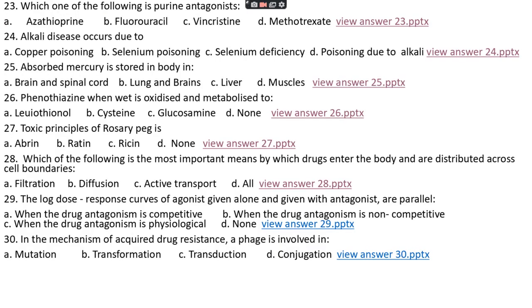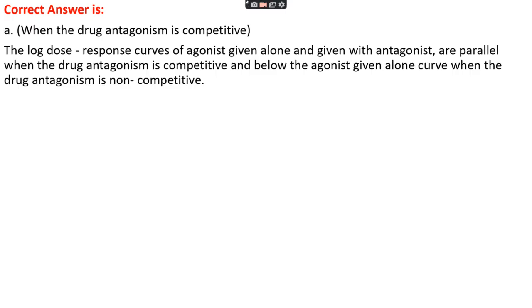Question number 29. The log dose response curves of an agonist given alone and when given with an antagonist are parallel: option A, when the drug antagonism is competitive; option B, when the drug antagonism is non-competitive; option C, when the drug antagonism is physiological; or option D, none. The right answer is option A, that is when the drug antagonism is competitive. The dose response curves are parallel when the drug antagonism is competitive, while the curve is below the agonist-alone curve when the drug antagonism is non-competitive.